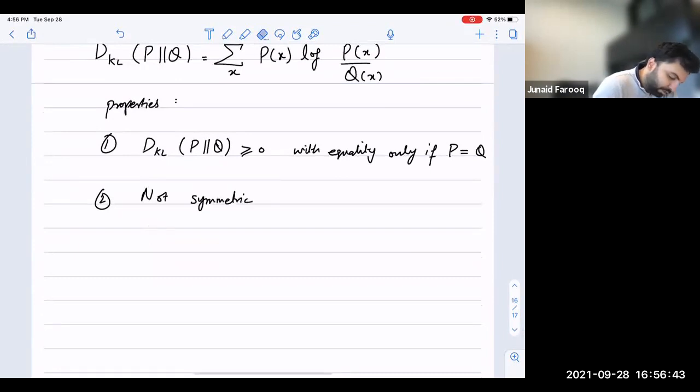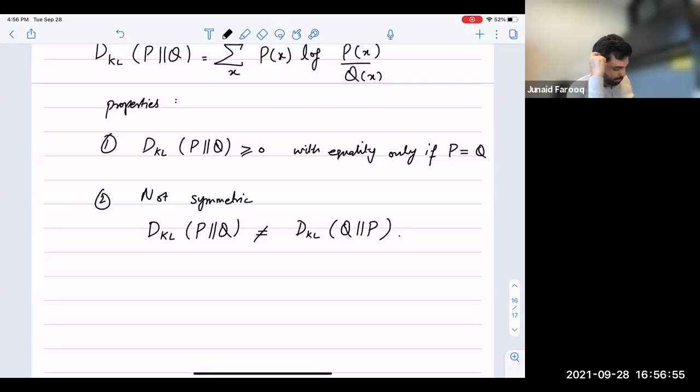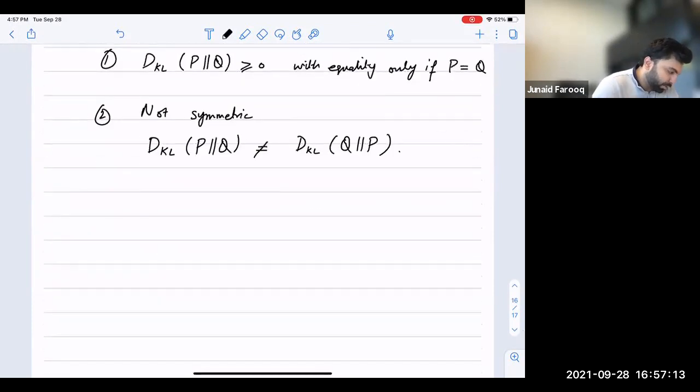Right, so that means DKL between P and Q is actually not equal to DKL between Q and P. And that's not a great property to have, because if you're looking at distances, it shouldn't matter how you order the two inputs. And the third is that it does not satisfy the triangle inequality.